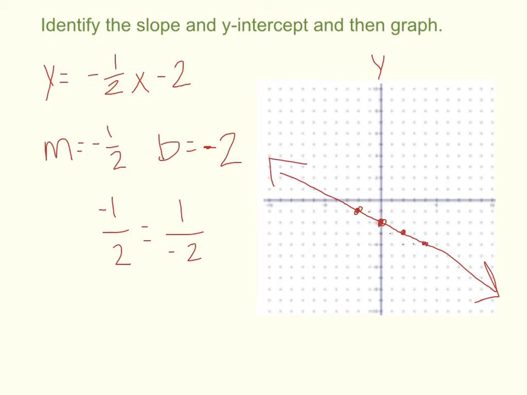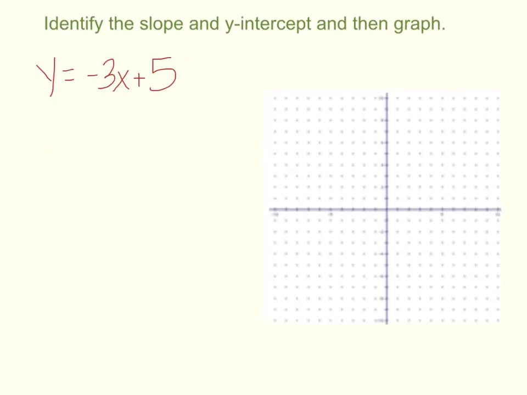You should be putting these graphs on the back sheet, which is the graph paper. It'll make it really easy to graph these. Make sure you get all of this stuff written down, not just the first page. Alright, identify the slope and y-intercept and then graph. So let's do one more, or actually we got 2 more.